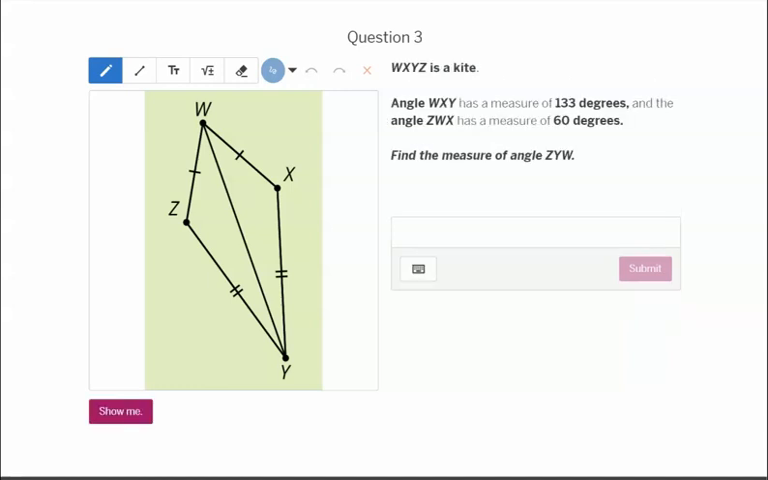All right, practice question number 3. We have the same image, but it says YXWZ is a kite. Now it's going to give us a degree measure of each one. So it says angle WXY has a measure of 133 degrees. So let's go ahead and label that first. That's always the first thing you should do. So this WXY is 133 degrees. And then it says ZWX has a measure of 60 degrees. So we can change our color.